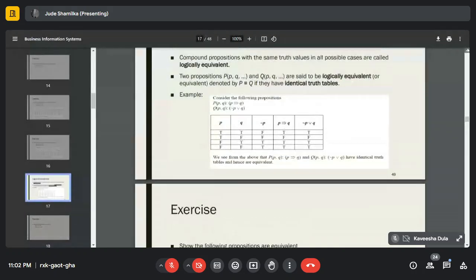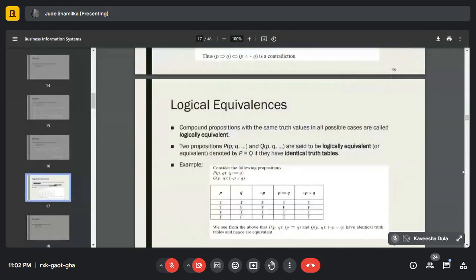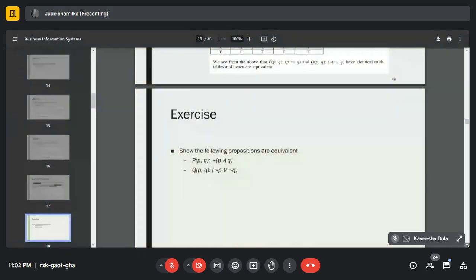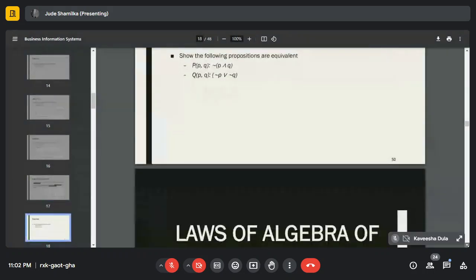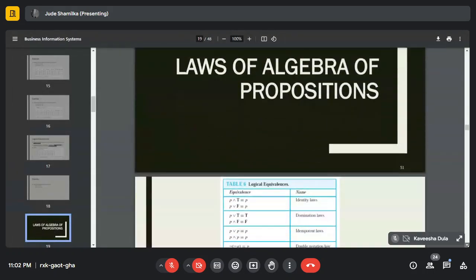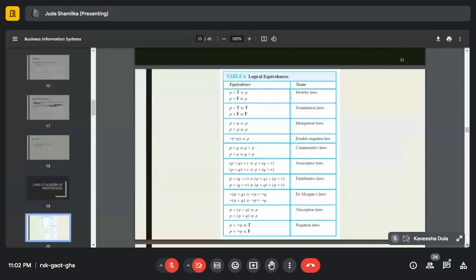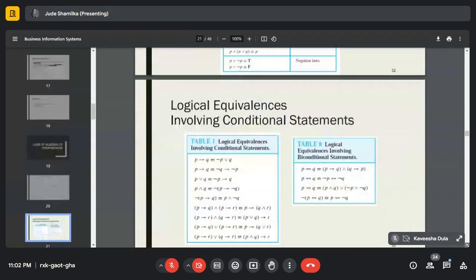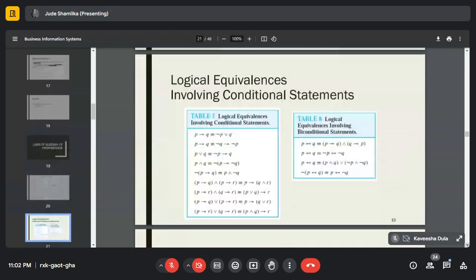Okay. Logical equivalences. What I was about to tell you was the trick that you should have before going to the exam. When you're going to find out equivalences, there are some tips. Here these are the laws. I'm not going to explain them here. Logical equivalences involving conditional statements.